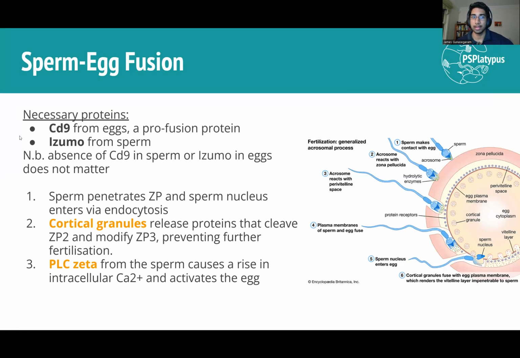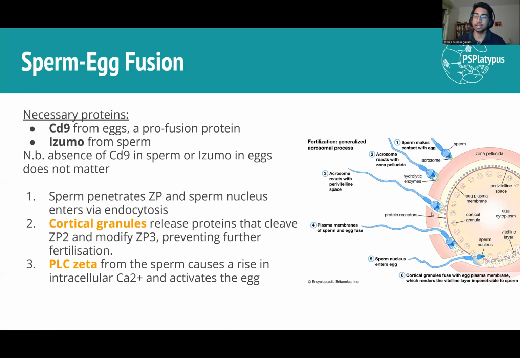And then in terms of proteins, there's one that each gamete needs to bring along, and if they don't bring it along, then it doesn't work. So if you have CD9 in your eggs, you're good. If there's CD9 in the sperm but not in the eggs, it doesn't mean anything. It doesn't go ahead because you need it in the eggs. You need Izumo in your sperm.